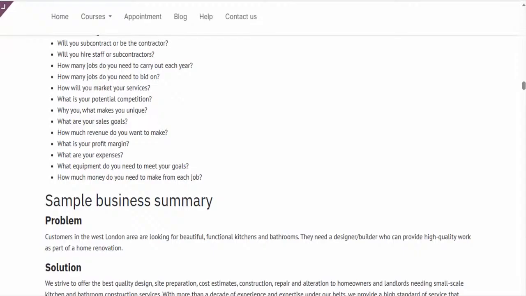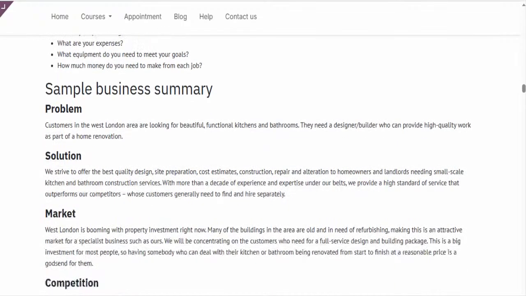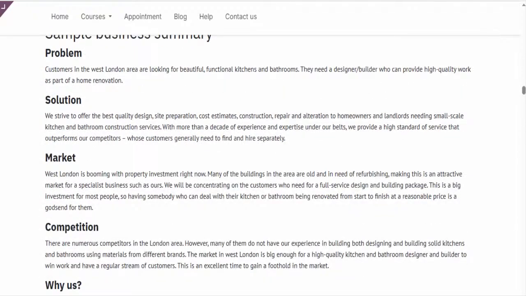Sample business summary. Problem: customers in the West London area are looking for beautiful, functional kitchens and bathrooms. They need a designer and builder who can provide high-quality work as part of a home renovation. Solution: we strive to offer the best quality design, site preparation, cost estimates, construction, repair and alteration to homeowners and landlords needing small-scale kitchen and bathroom construction services. With more than a decade of experience and expertise under our belts, we provide a high standard of service that outperforms our competitors, whose customers generally need to find and hire separately.